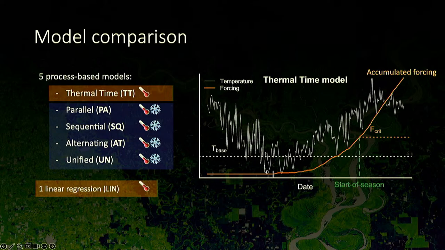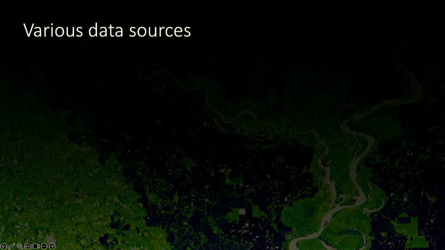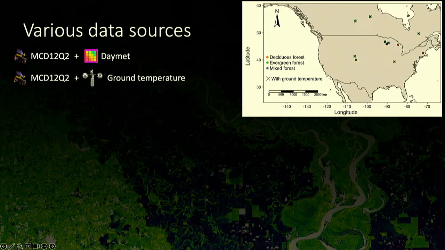Just for comparison, I also added a linear regression to say, if the only predictor is the mean temperature of spring, how good can this model be compared with other models? So I obtained a bunch of different data sources. Here, MCD12Q2 is the MODIS-based remote sensing phenology product, and the DMAT is a gridded temperature product.